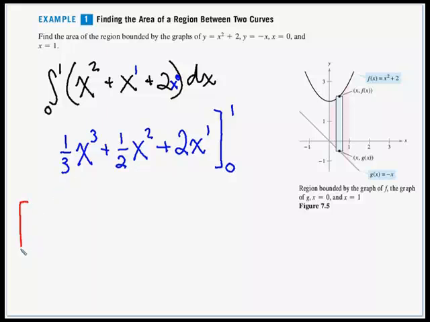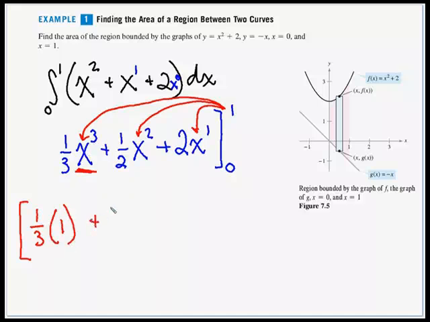So we're ready to plug in our upper limit. The 1 goes in for x. And this is nice because 1 to the third is 1, 1 squared is 1, x to the first will be 1. So we're going to have 1/3, and this x to the third is 1 to the third, or 1, plus 1/2 times, well, 1 squared is 1, plus 2 times 1 is 2.